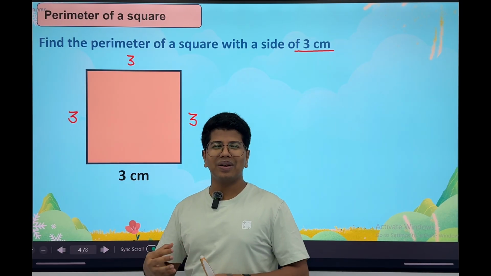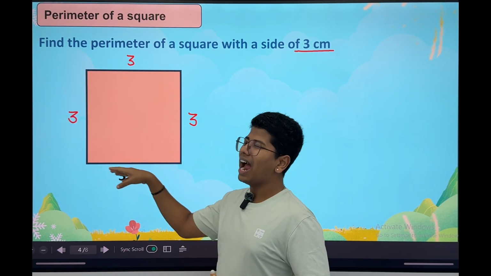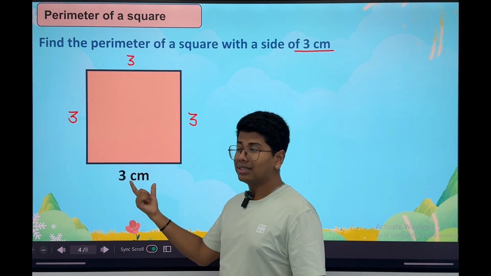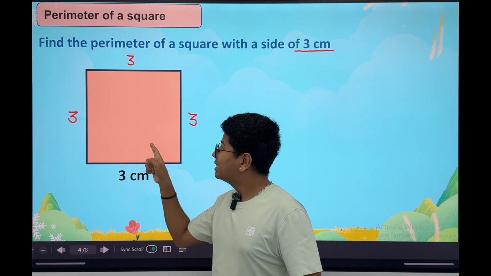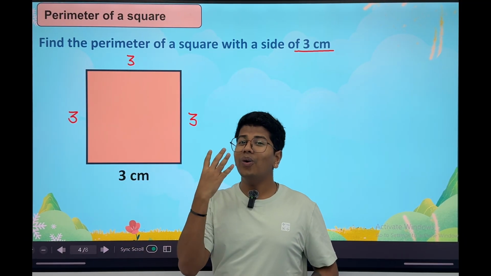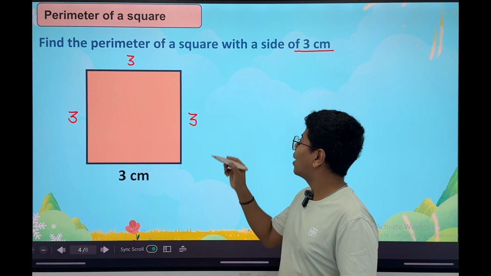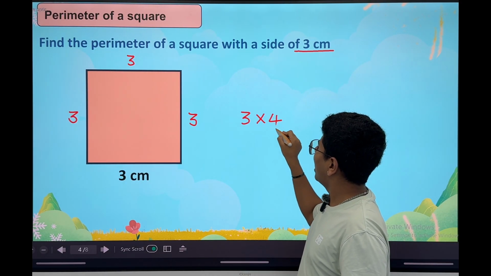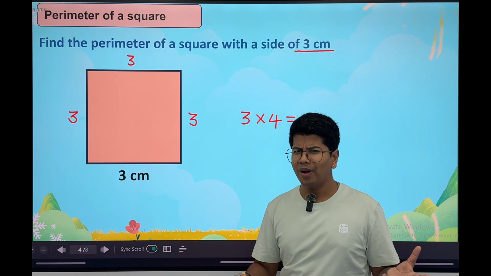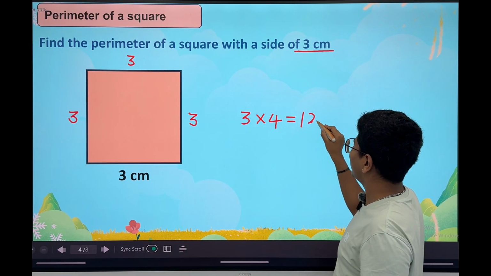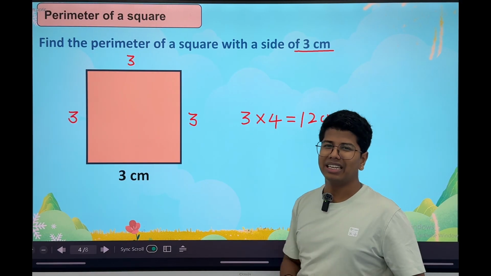So in order to calculate the perimeter of this figure, I can add all the sides. Or else we can think like there is 3. But this 3 is how many times? Oh, there is 3, 4 times. So I can directly write this down as 3 times 4. And if I ask you what is 3 times 4? Oh, it's just 12. So here 3 times 4 is 12 centimeter.